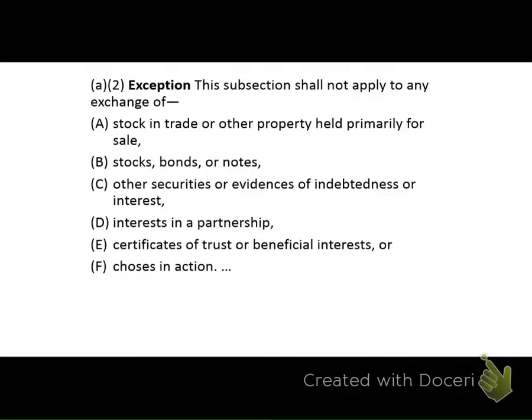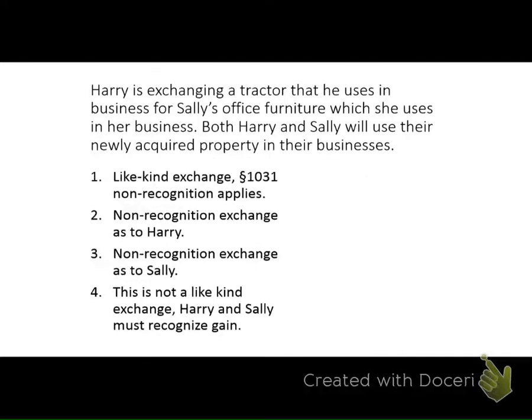All right. So next, Harry is exchanging a tractor that he uses in business for Sally's office furniture, which she uses in her business. Both Harry and Sally will use their newly acquired property in their businesses. So read through 1 through 4 and figure out which one is the correct answer.